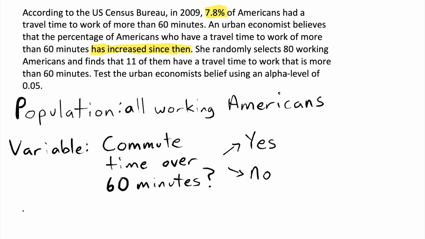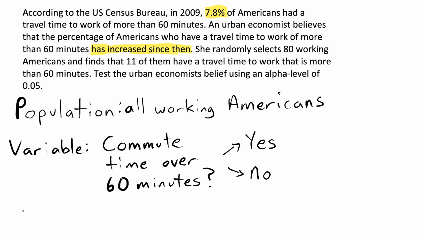And there's a parameter of interest in this problem. There's a number, parameters are numbers, that describes our population, that describes all working Americans. And because our variable is categorical, our parameter is going to be a proportion. Although there's some numbers in this problem, our data is categorical. It's indicating either yes or no for their commute time. So the parameter is going to be a proportion.